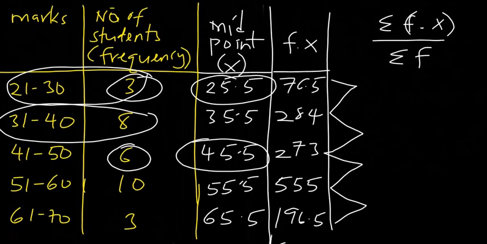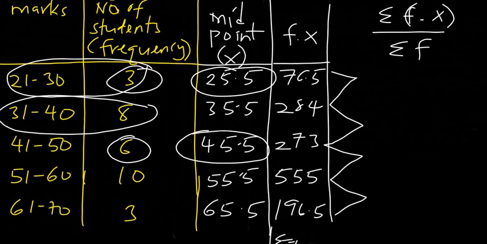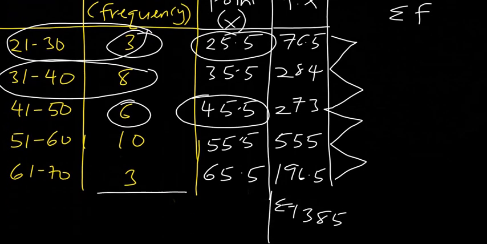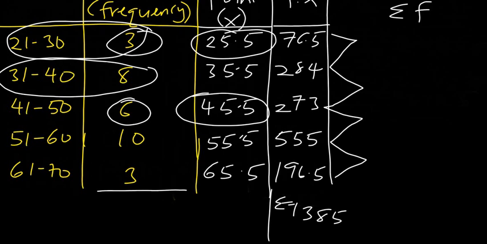We're also going to get the summation of the frequency column, or simply the number of students in this class. The summation in this column is going to be 3 plus 8 plus 6 plus 10 plus 3 to give us the summation of frequency as 30.